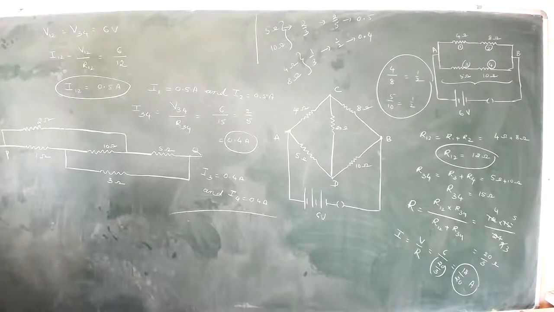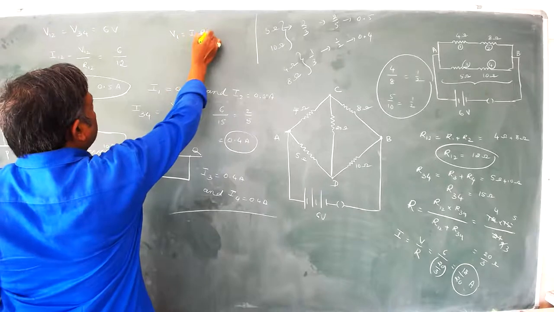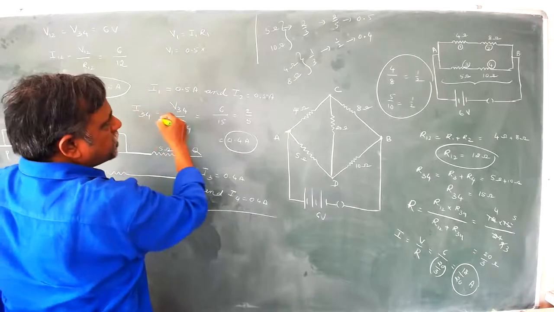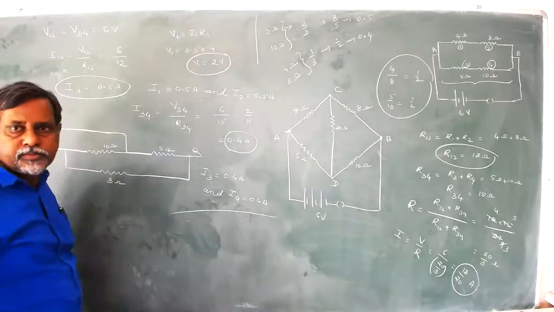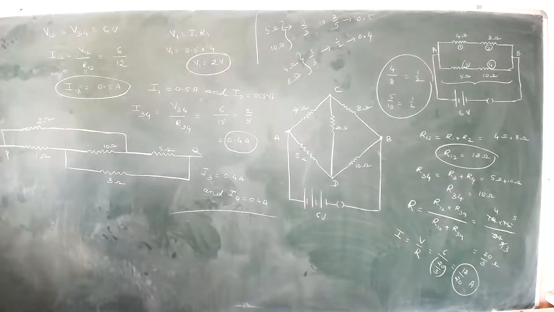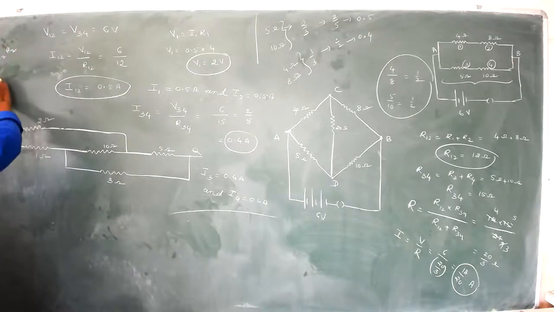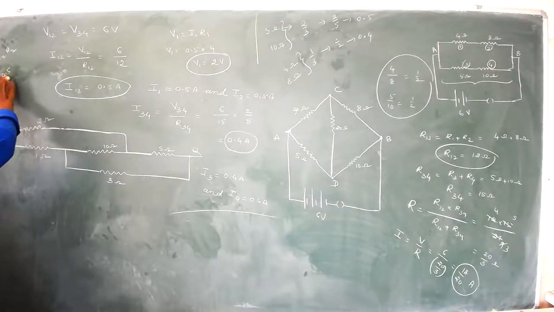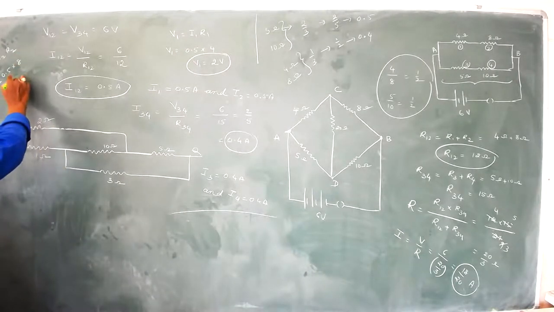Now, 1 and 2 are in series combination, so the potential splits. V1 is equal to I1 R1. I1 is 0.5, R1 is 4, so V1 is equal to 2 volt. V2 is I2 into R2. I2 is the same current, 0.5, and R2 is 8. So V2 is 4 volt.